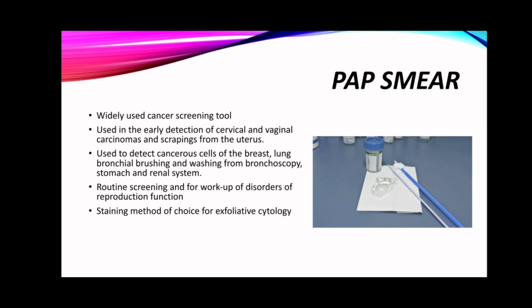Pap smear was originally indicated for vaginal smears to detect human uterine and cervical cancers. It has been applied for evaluation of practically all types of specimens received in cytology laboratories. It is also used in the early detection of cervical and vaginal carcinomas and scrapings from the uterus. The smear technique can also be used to detect cancerous cells of the breast through aspiration of mammary gland tissue, lung bronchial brushing, and washing from bronchoscopy or coughed up sputum, from the stomach through aspirated gastric secretions, and from the renal system through urine sediment.